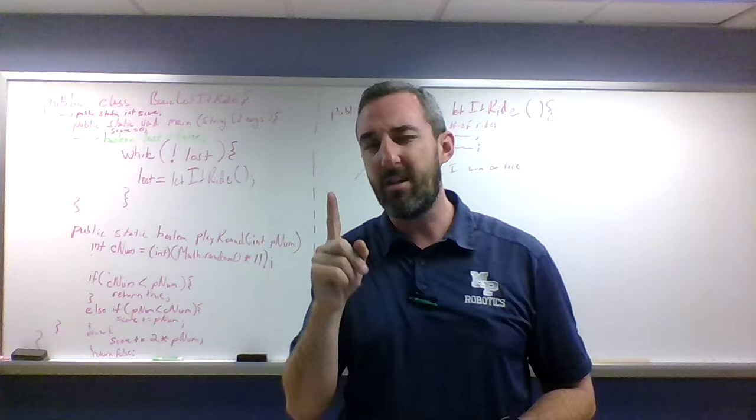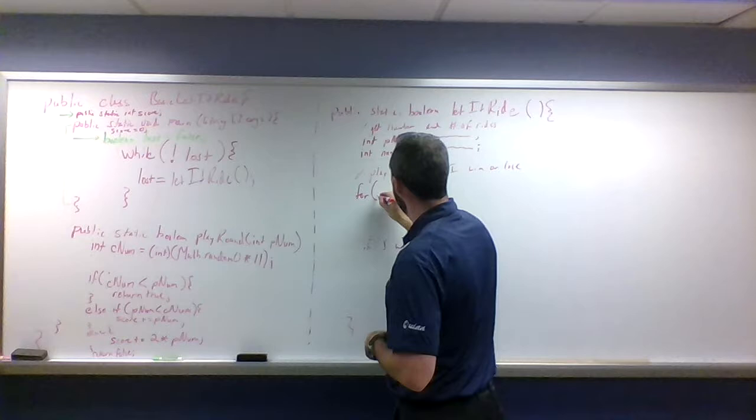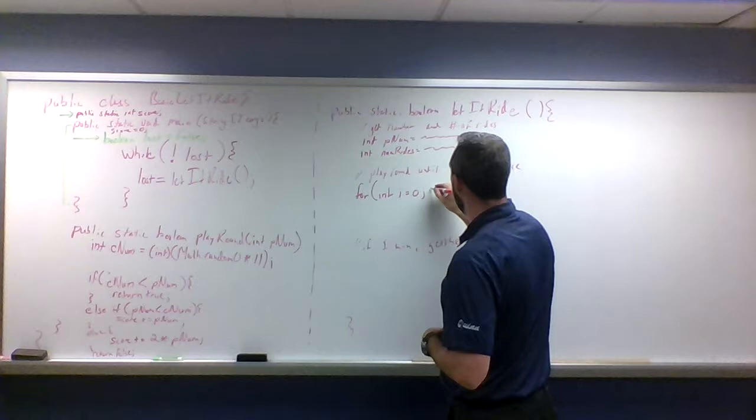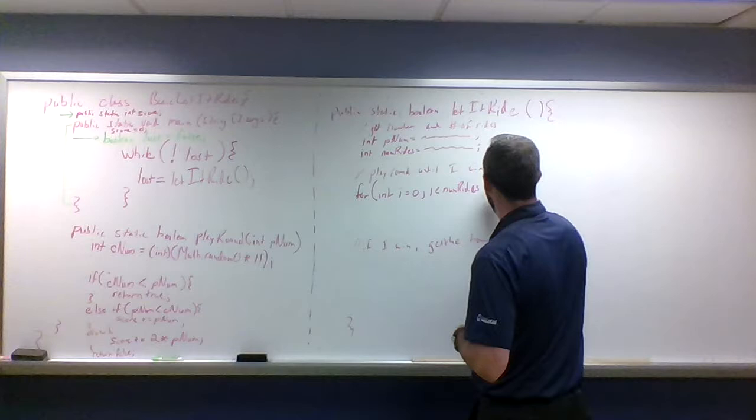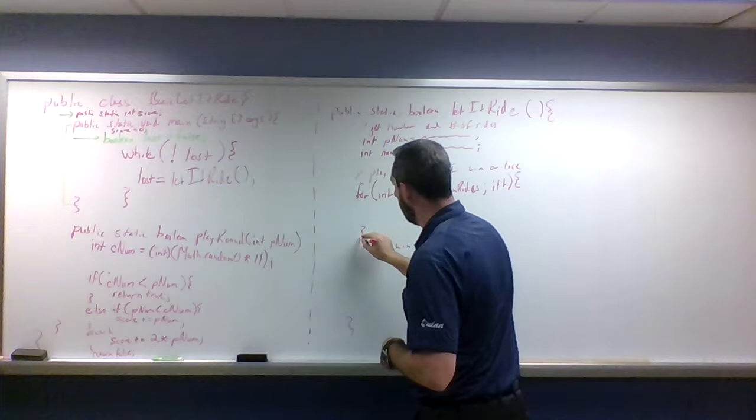So what I'm gonna do is say for int i equals 0; i is less than the num rides; then i plus plus. And what we're going to do is say play round.